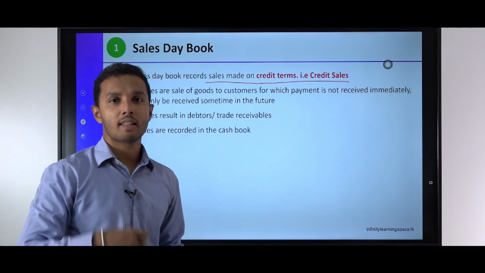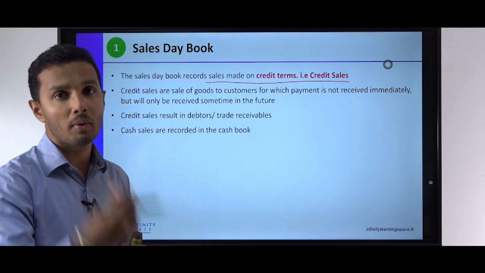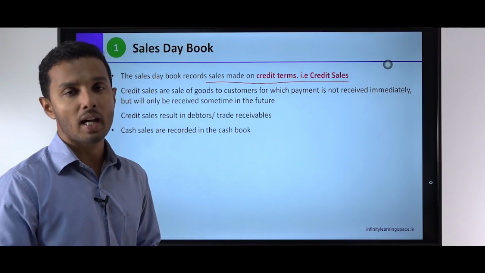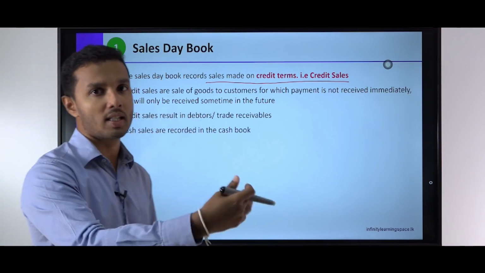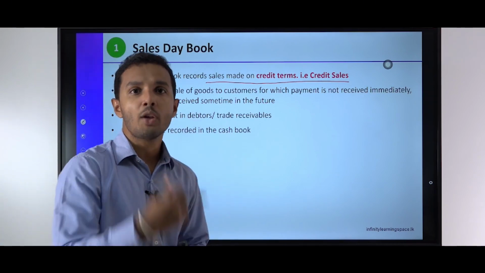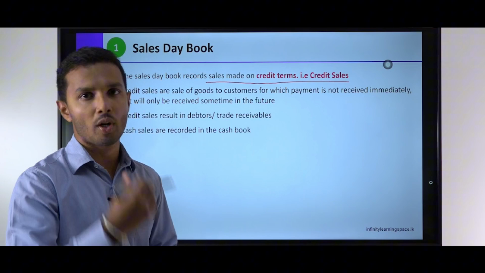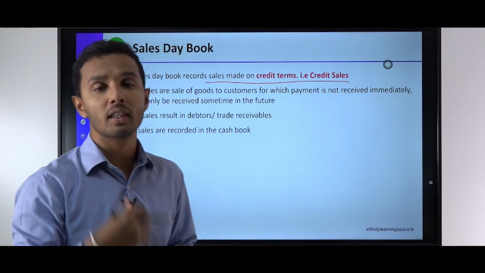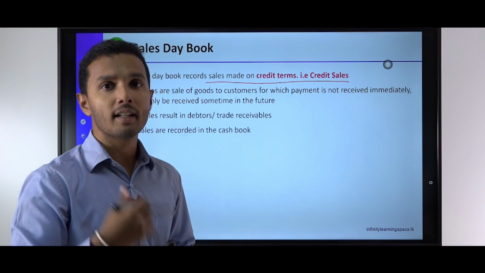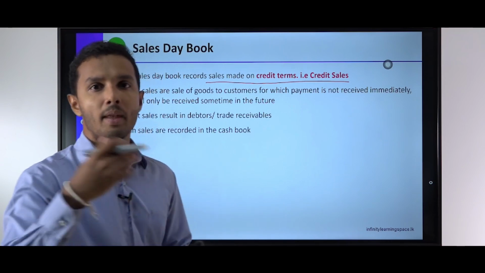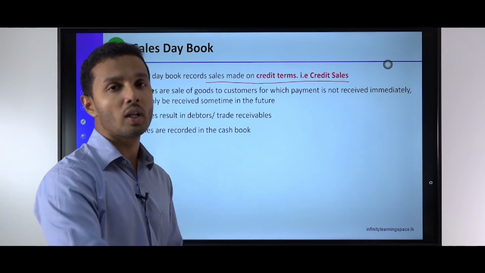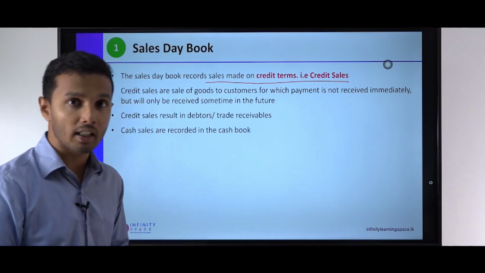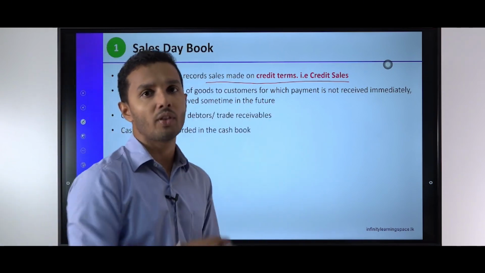Now when a business sells goods to a customer, normally the customer has to pay cash immediately. But sometimes businesses sell goods to customers and tell the customer, you don't have to pay me immediately, you can pay me sometime in the future, normally within 30 days. So that's called a credit sale, right? The business has sold goods to the customer on credit because the business is not getting money immediately but will get money in the future.